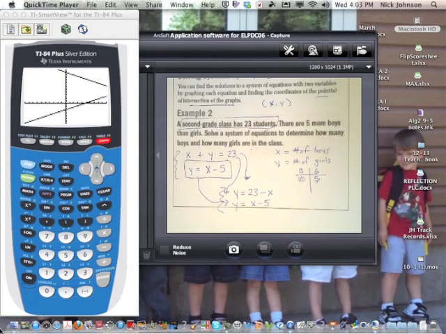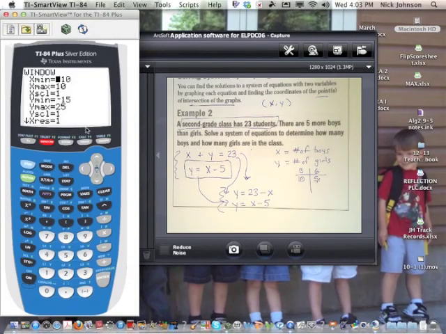As you can see, I can't see where those two lines intersect. I know they do, but I can't see where. So I have to make my x max bigger. I have to go further down the line. So I'm going to make it like 20. I hit graph, and now I can see where they intersect.